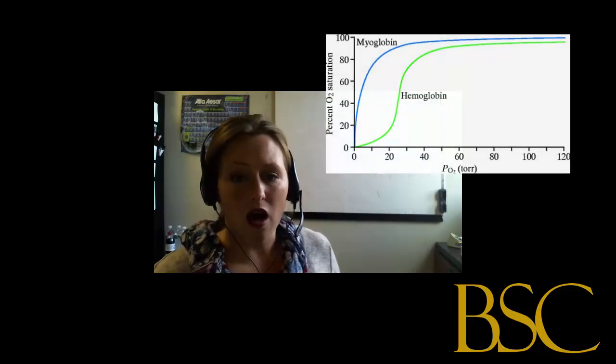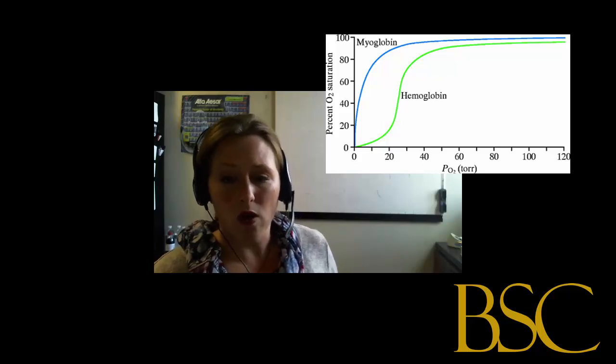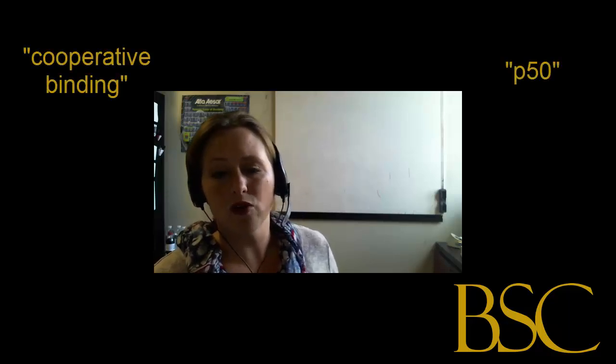Through these activities, we will be able to analyze and describe hemoglobin's oxygen binding characteristics using a graph and then correlating the graph with the protein's function. We'll also define and describe the terms cooperative binding and P50 value.